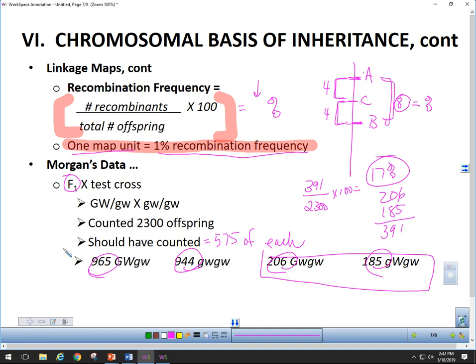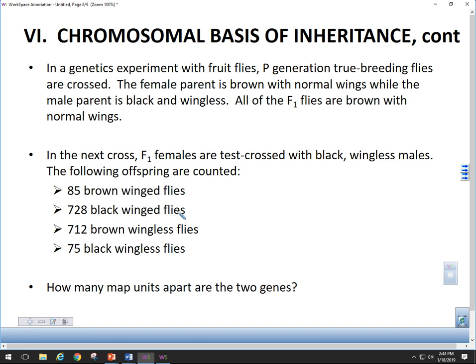Okay, so here's one. Let's try this one. Sorry, I thought that was this one, but I got all thrown off. All right, in a genetics experiment with fruit flies, P generation true breeding flies are crossed. The female parent is brown with normal wings while the male parent is black and wingless. All the F1 flies are brown with normal wings. Remember, F1 are hybrids, y'all, and all the F1s are always looking like whatever the dominant allele is. So brown is dominant and normal wing is dominant. We can tell just by looking at the F1 flies.